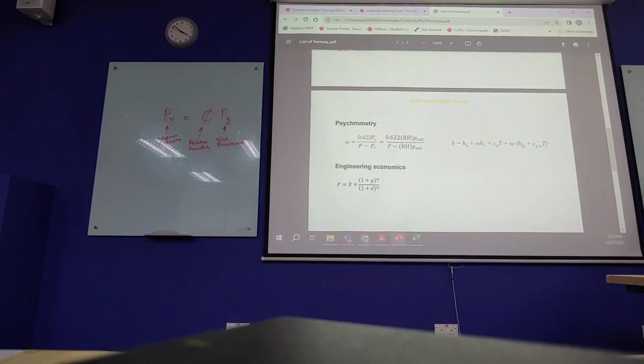Okay. So has everyone got the formula sheet open? Good. So I'll minimize that and go to the question.